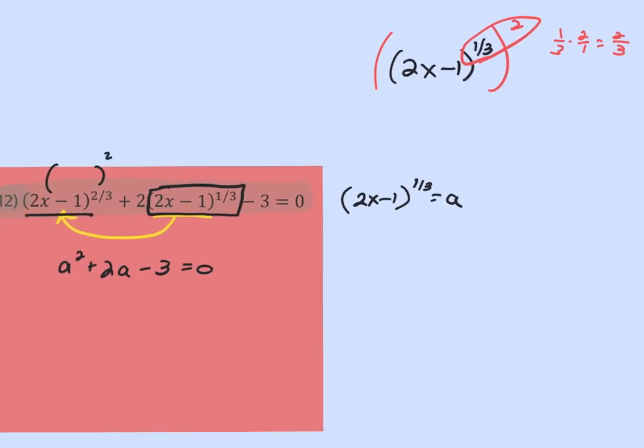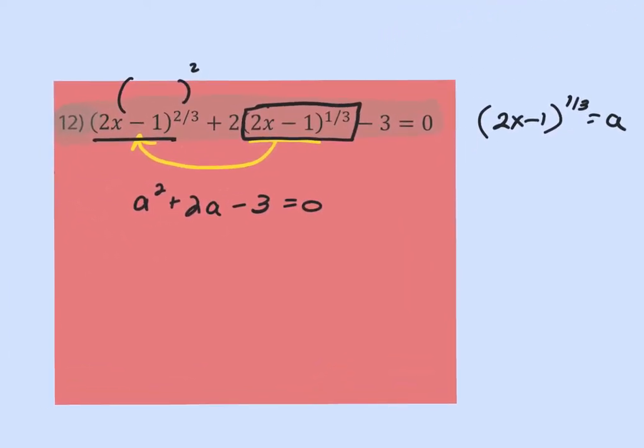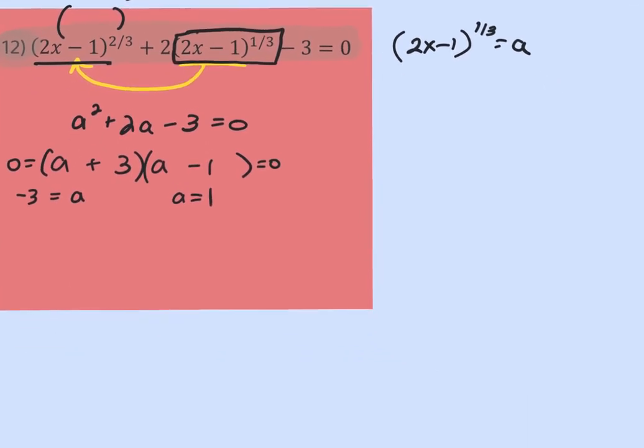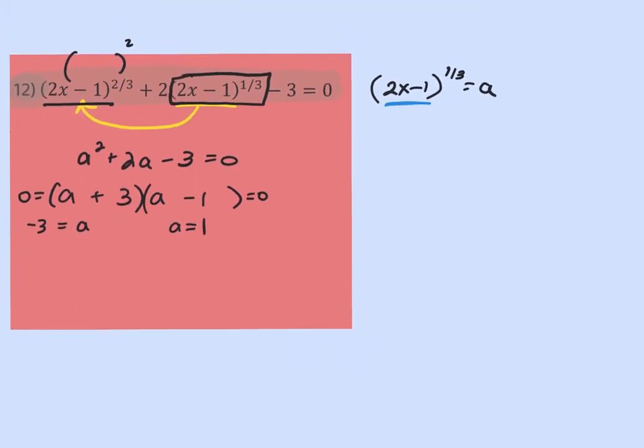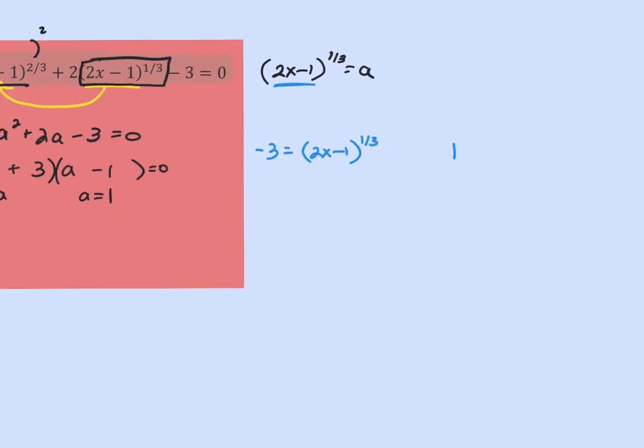All right, so I'm going to rewrite it as this. A squared plus 2A minus 3. And then we can factor it. So I'm looking for the factors of -3 that sum to 2, which would be +3 and -1. I'm going to split and solve this, set them each equal to 0, and A equals -3 and A equals 1. But we're not solving for A, we're solving for x. So now I have to come back to what I substituted out for A and put it back in. So -3 would equal 2x minus 1 to the 1/3, and 1 would equal 2x minus 1 to the 1/3.